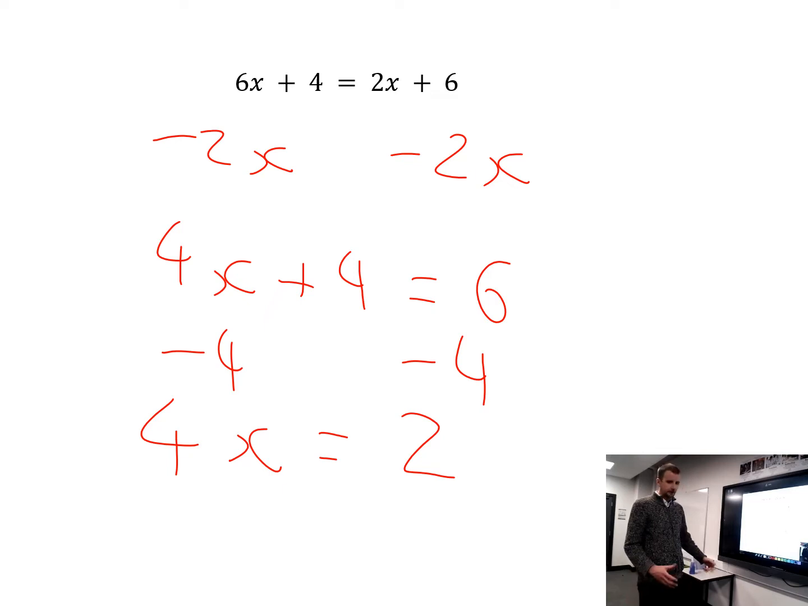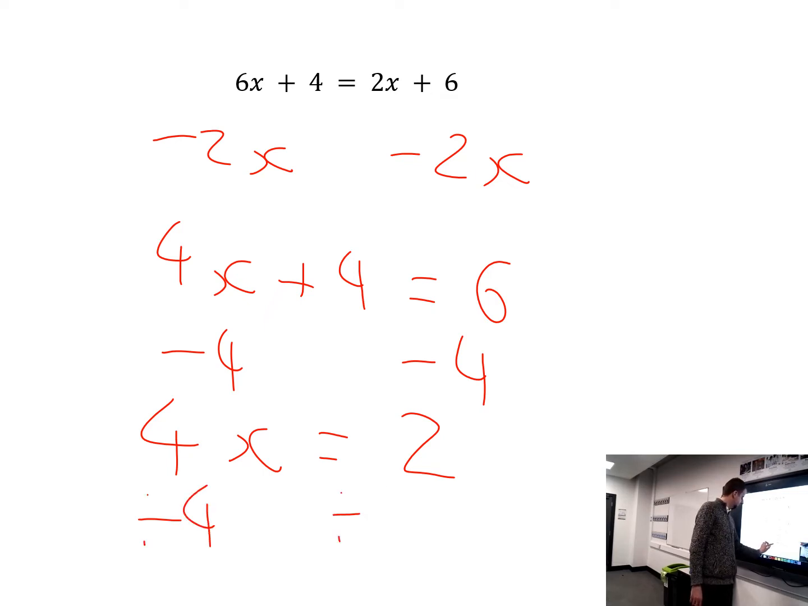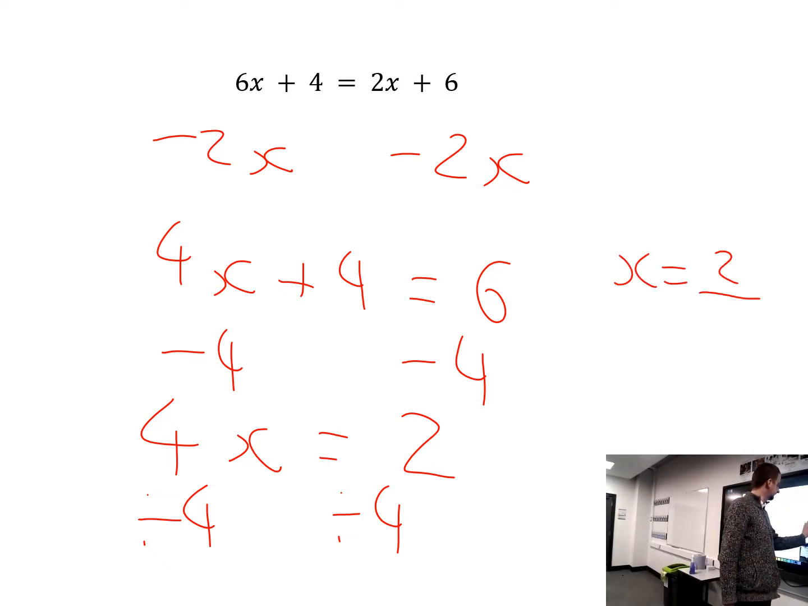And now we just want x on its own, so here you can see that it is multiplied by 4, so the opposite to multiplying by 4 is dividing by 4. Okay, so we have x is equal to 2 over 4, which is the same as a half.